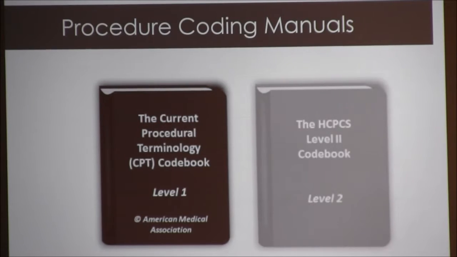The first level is the CPT code book. This is the code book that in sleep medicine we use the most. And then HCPCS, the Healthcare Common Procedure Coding System, has a level 2 book which also has more codes within it. I'll go into detail about the specific 2. There was a level 3 code book that was varying from state to state, but they got rid of that in an effort to standardize nationwide.